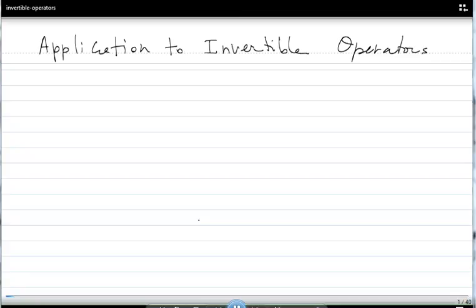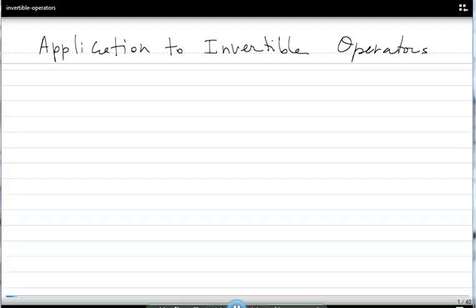Welcome to this web note that I prepared as an application of all these fundamental theorems and properties of the linear operators, and as an application to the special case of invertible operators. Let us first recall some basic facts about invertible operators.